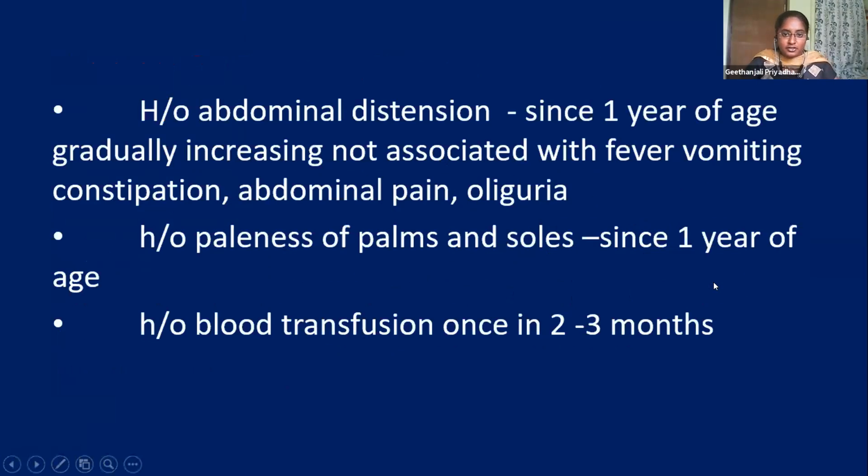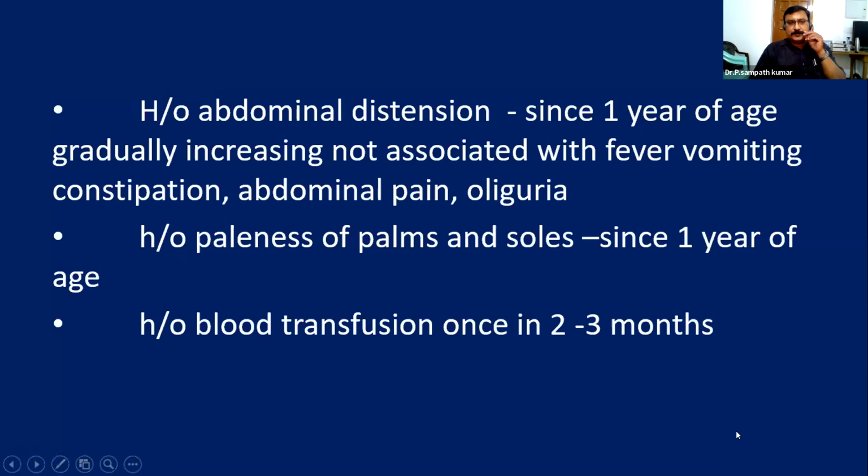There is history of abdominal distension since 1 year of age, gradually increasing, not associated with fever, vomiting, constipation, abdominal pain, or oliguria. History of paleness of palms and toes since 1 year of age. There is history of blood transfusion once in 2 to 3 months.